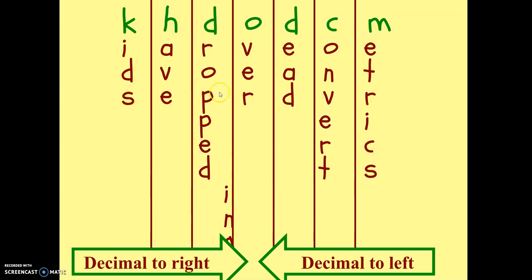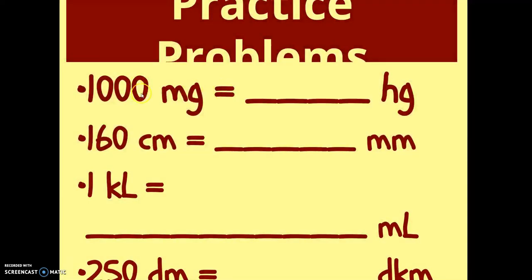So we're moving to the left, so we're going to go back to our problem. And the decimal point would be right here. We're going to go 5 to the left. 1, 2, 3, 4, 5. So our answer ends up being 0.01 hectograms.